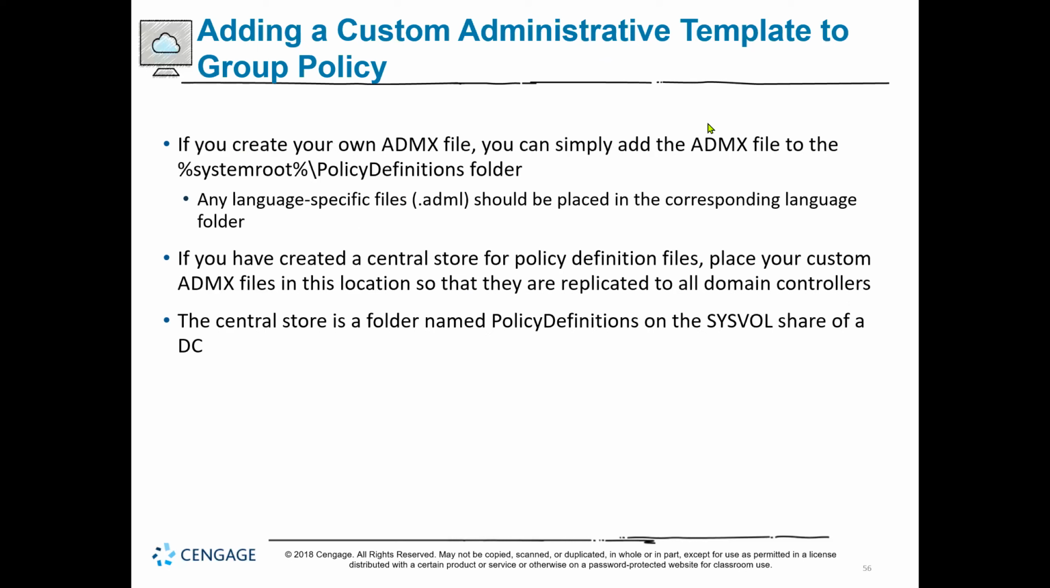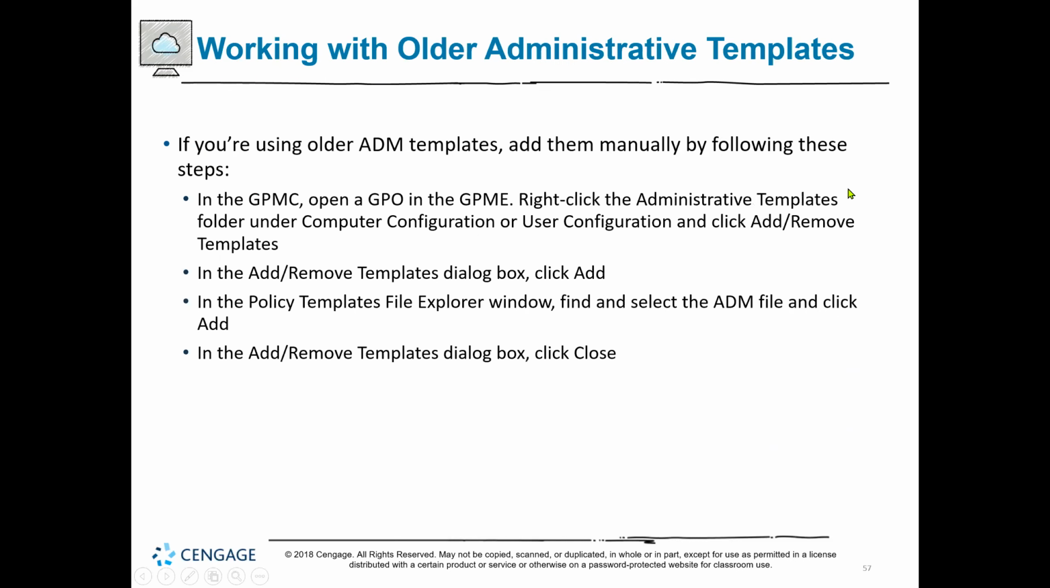Adding a custom administrative template to group policy. If you create your own ADMX file, you can simply add the ADMX file to that nice root path up there. Any language-specific files, ADML, should be placed in the corresponding language folder. If you have created a central store for policy definition files, place your custom ADMX files in this location so they are replicated to all domain controllers. The central store is a folder named Policy Definitions on the sysvol share of a DC.